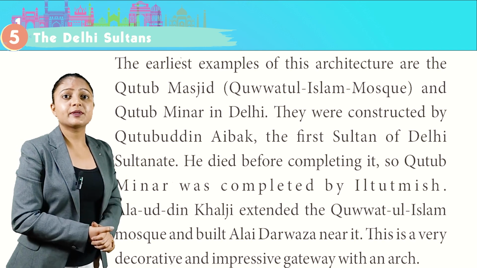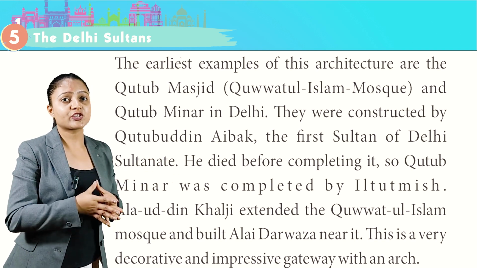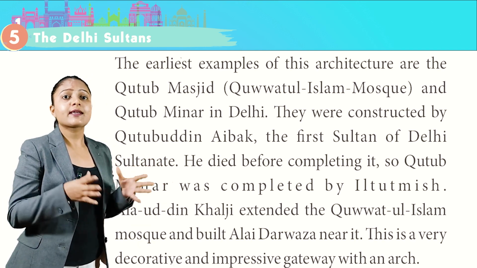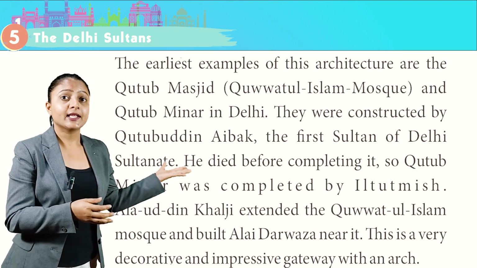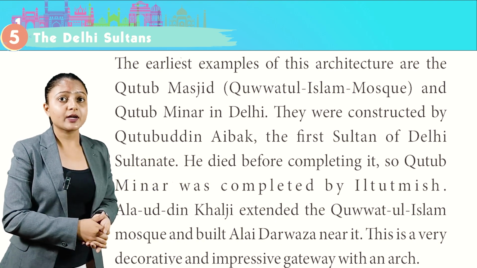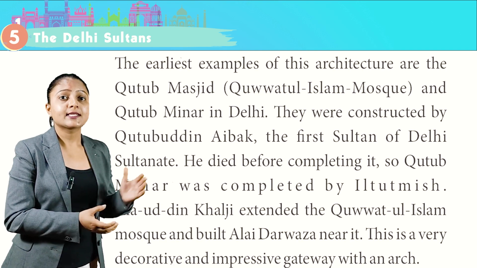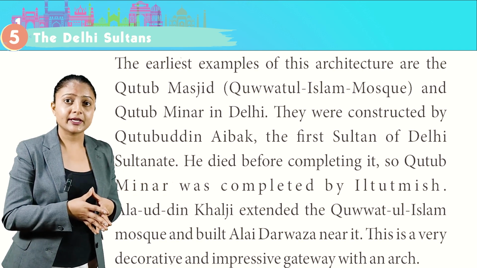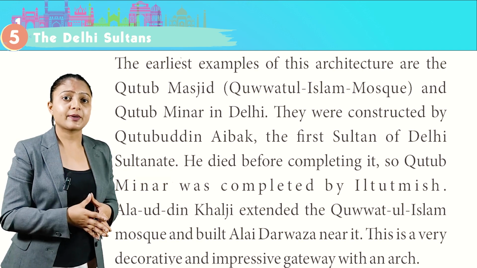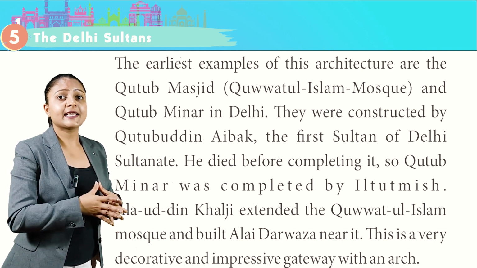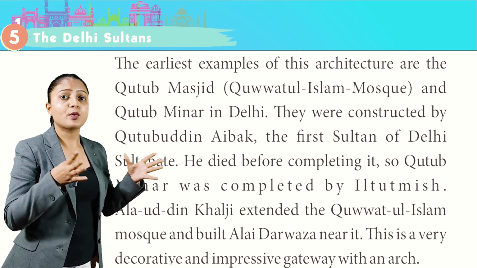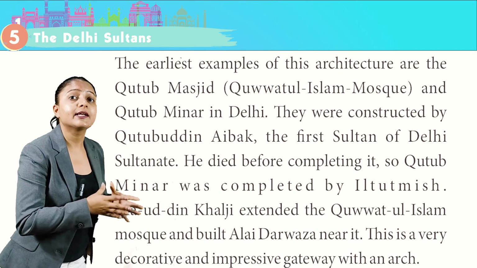The earliest examples of this architecture are the Qutub Masjid, Quwwat-ul-Islam Mosque and Qutub Minar in Delhi. They were constructed by Qutubuddin Aibak, the first Sultan of Delhi Sultanate. He died before completing it, so Qutub Minar was completed by Iltutmish. Alauddin Khalji extended the Quwwat-ul-Islam Mosque and built Alai Darwaza near it.